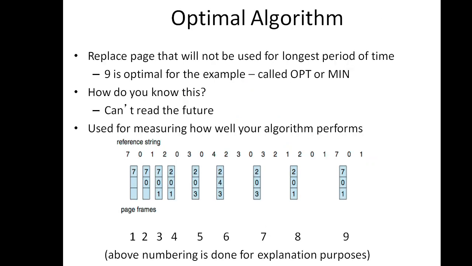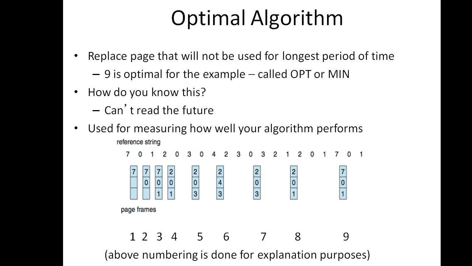The next page replacement algorithm we have is the optimal page replacement algorithm. An optimal page replacement algorithm has the lowest page fault rate of all the algorithms, and it will never suffer from Belady's anomaly. Such an algorithm exists and it is called OPT or MIN. It says simply this: replace the page that will not be used for the longest period of time.